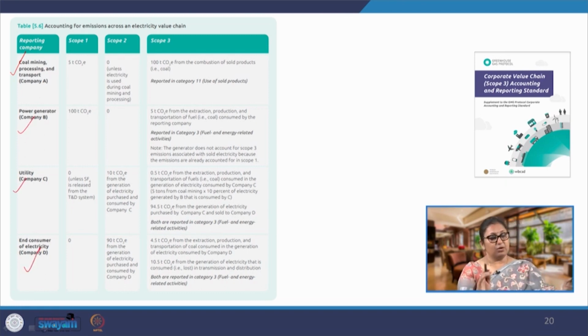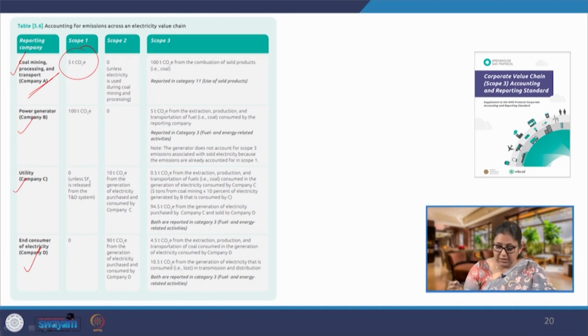Now, if we look at the coal mining process, whatever 5 tons of carbon dioxide equivalent is generated will be scope 1 for the coal mining, processing and transportation company, because it is directly getting those emissions, while for others this will become scope 2 emissions.